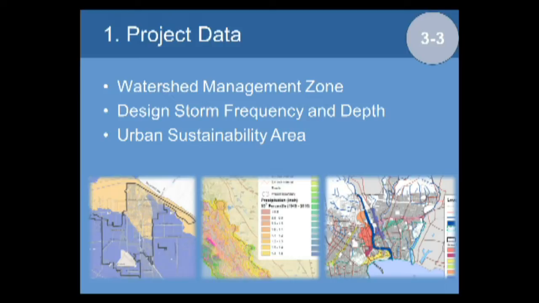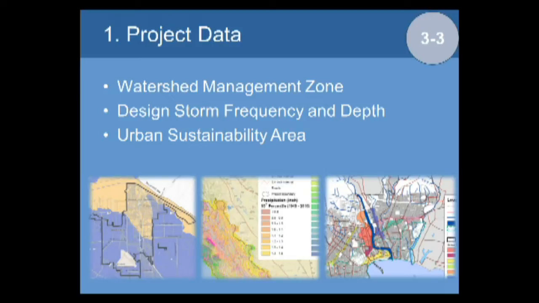Next area of project data is the information required by the PCRs for design, and there's really three pieces of it, all taken from sources outside of the guide and what we're providing. One is the watershed management zone.